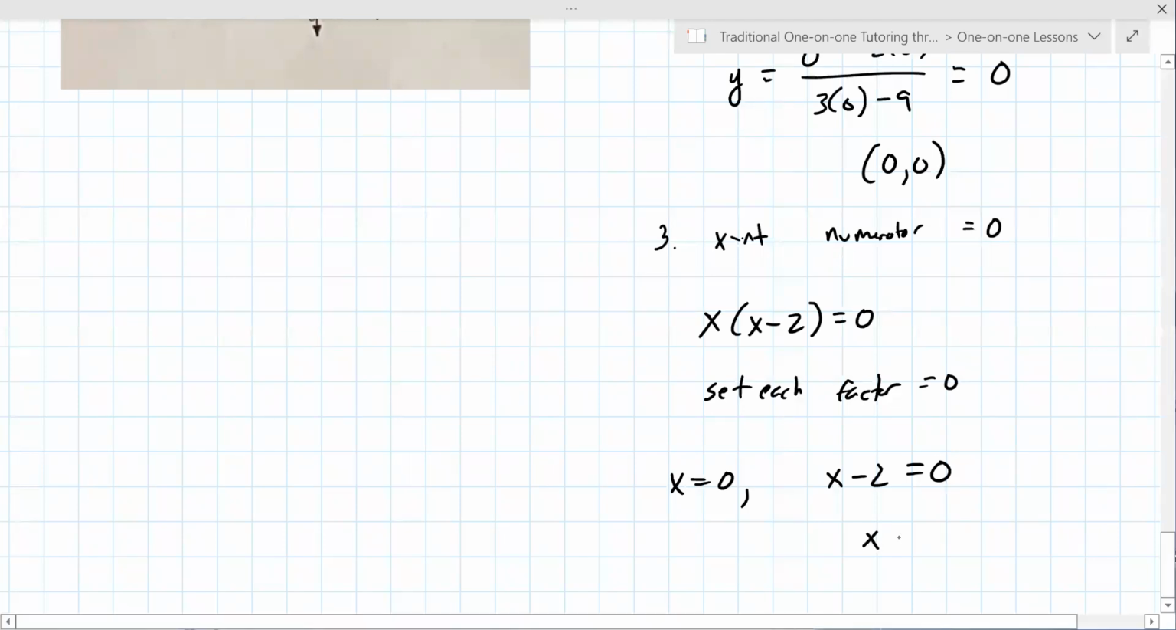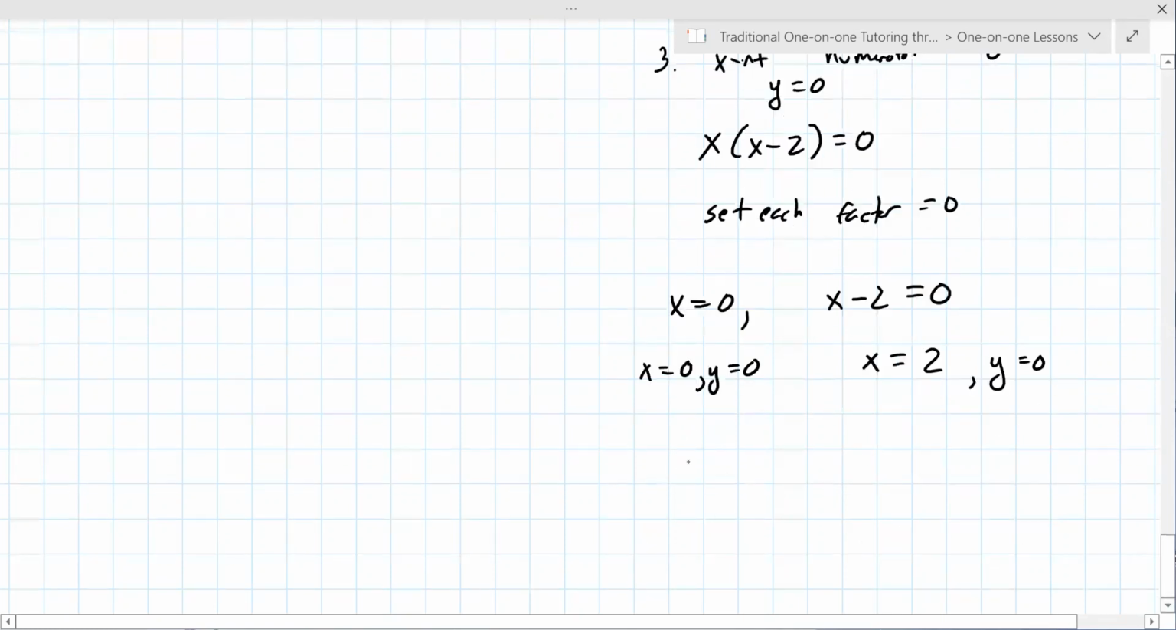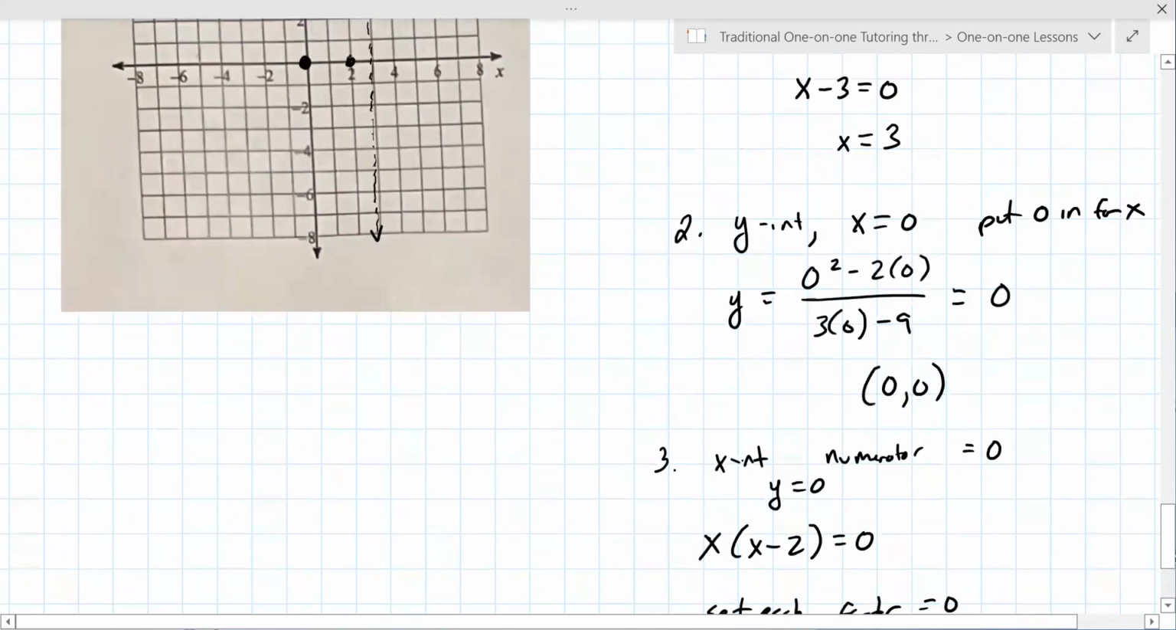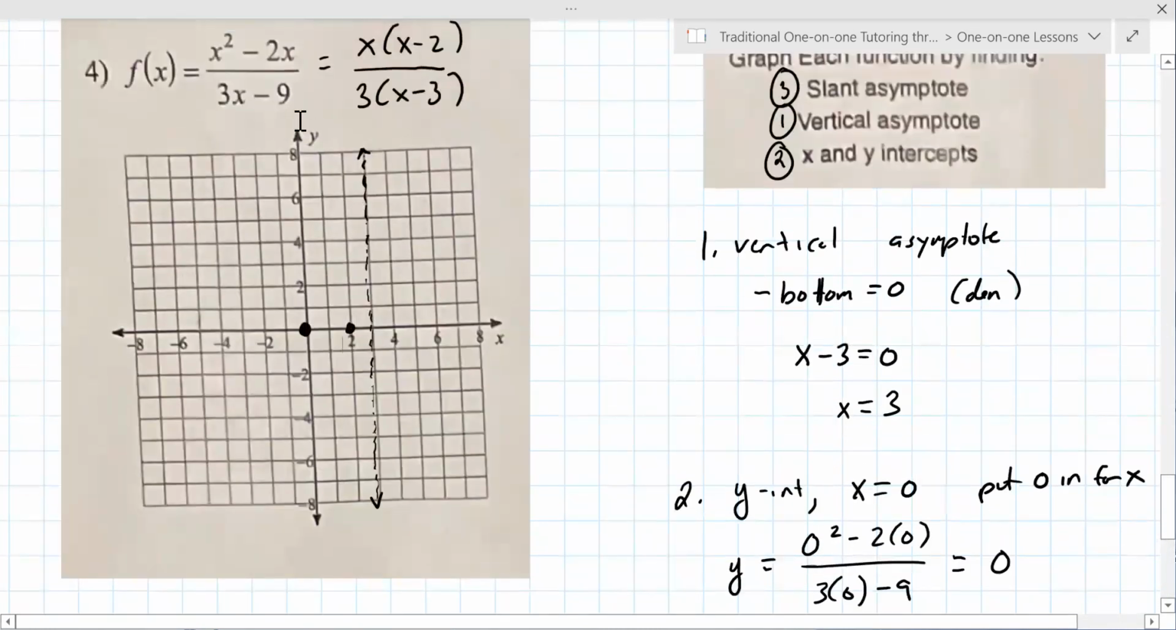So the second one here is when x equals 2. And for both of these, y is 0. That's the whole point. For the x-intercept, y is already 0. For this first one, x is 0, y is 0. So those are two more ordered pairs, 0, 0, and 2, 0. And we just so happen to already have this one. Okay, but now we'll go back up here and put another dot, 2, 0 for that one.